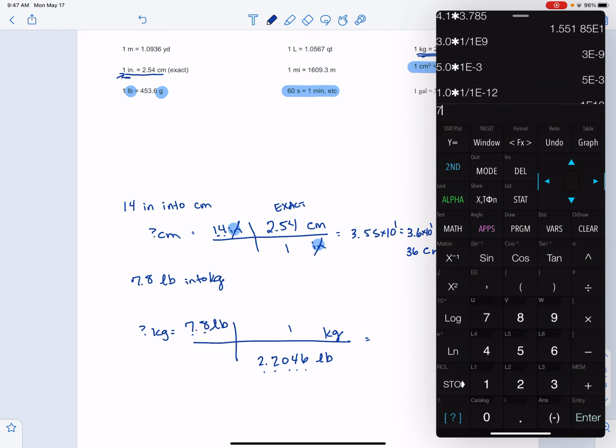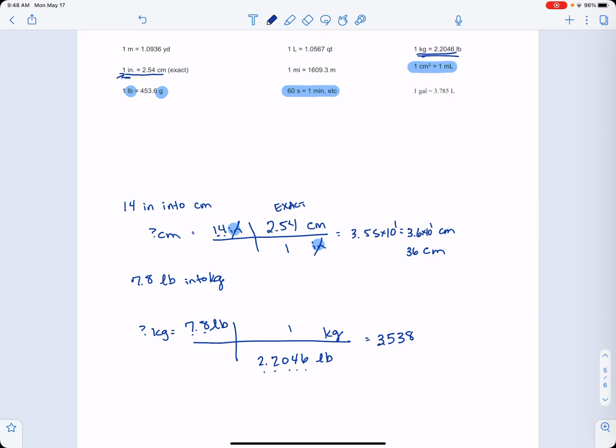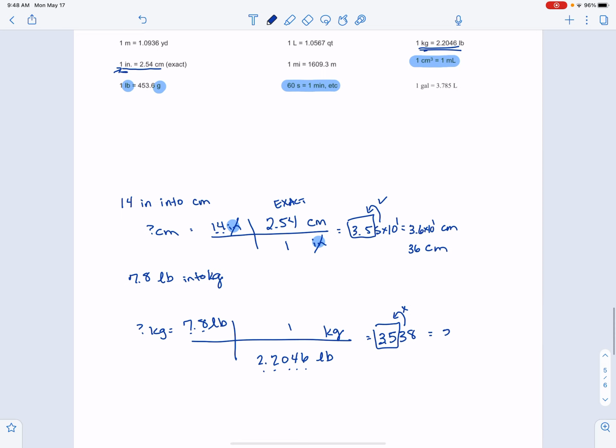And then 7.8 divided by 2.2046. So this one is now, I'm going to put a few extra numbers in, 3.538. But I need to round it to 2 sig figs, so it's those two. This one will not round up. Like I said, this one did round up. So we're just left with 3.5 kilograms.